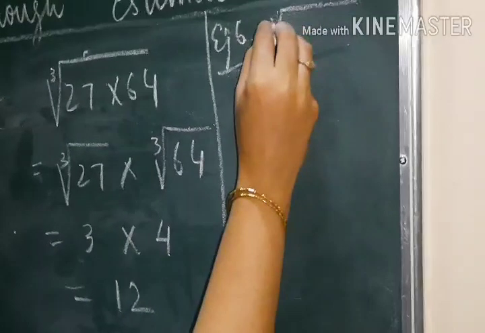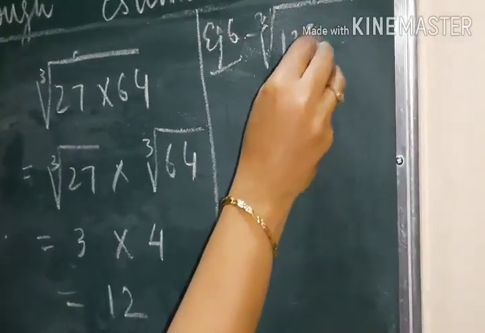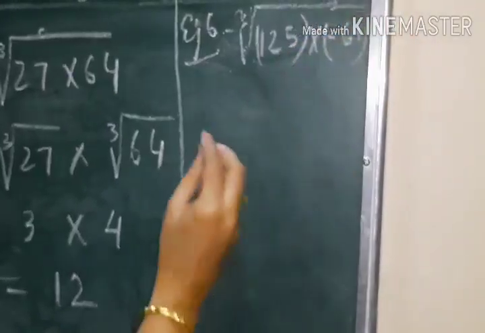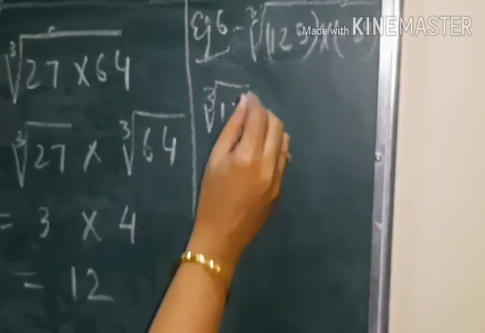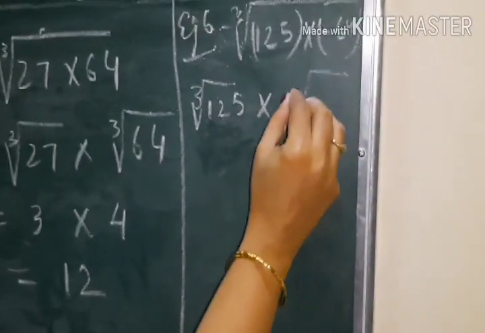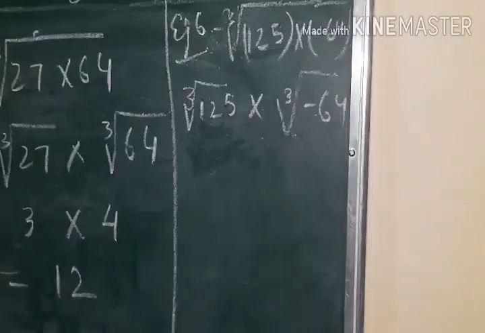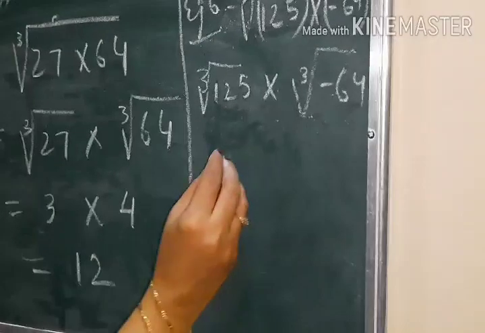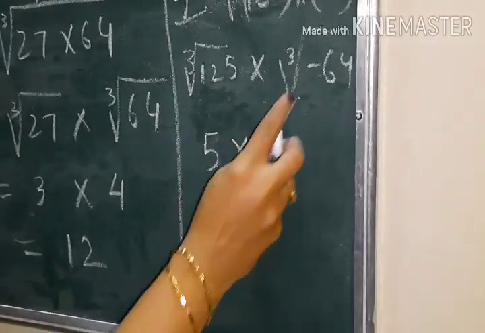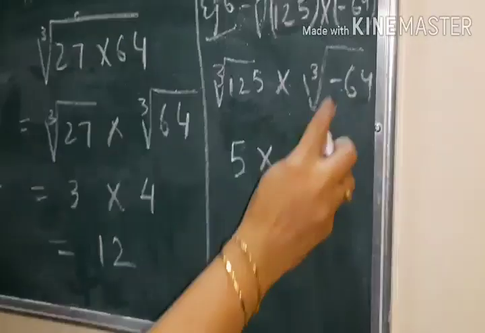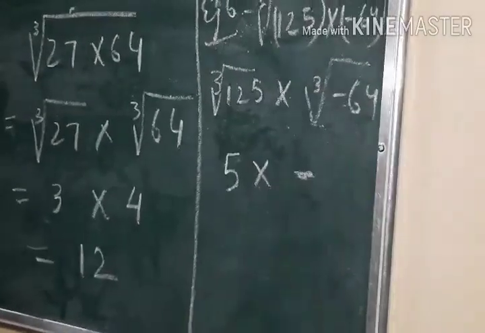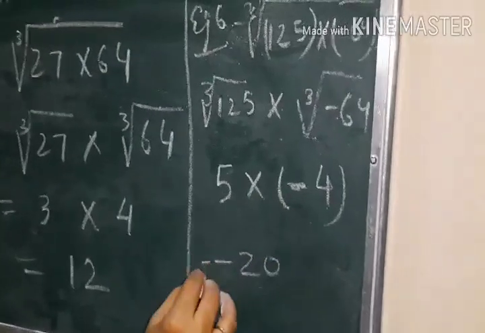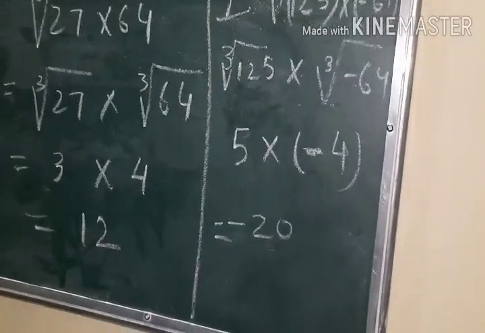Cube root of 125 into minus 64. Again two numbers are there, so we'll write them separately. Cube root of 125 into cube root of minus 64. What is the cube root of 125? Cube root of 125 is 5. And what is the cube root of minus 64? As it is minus, the answer will be minus only. And cube root of 64 is 4. 5 into minus 4 is minus 20. And this is your answer.